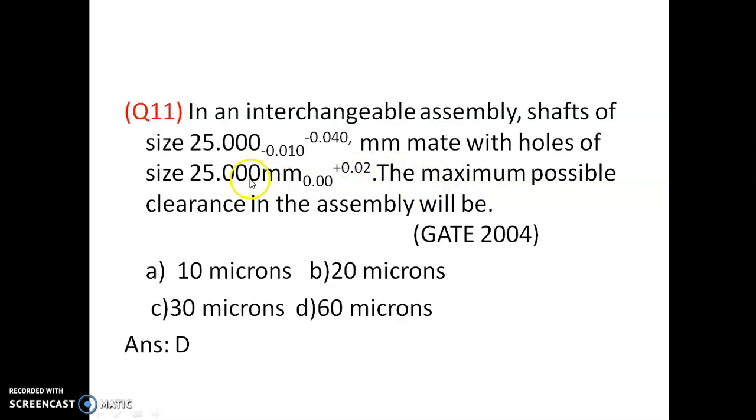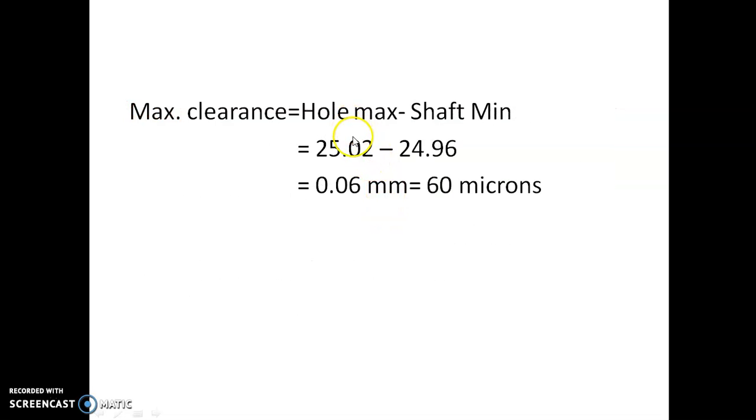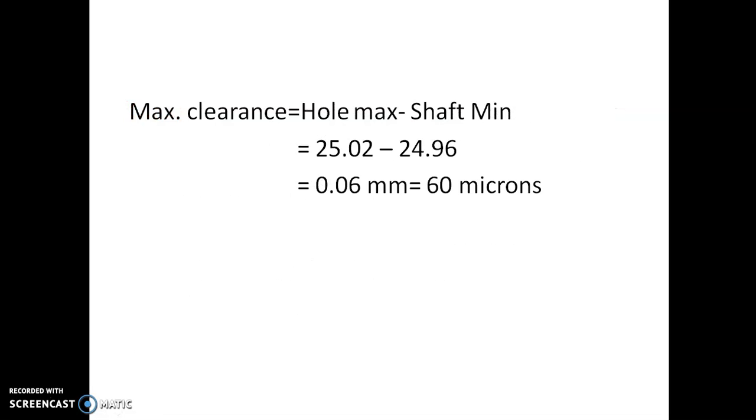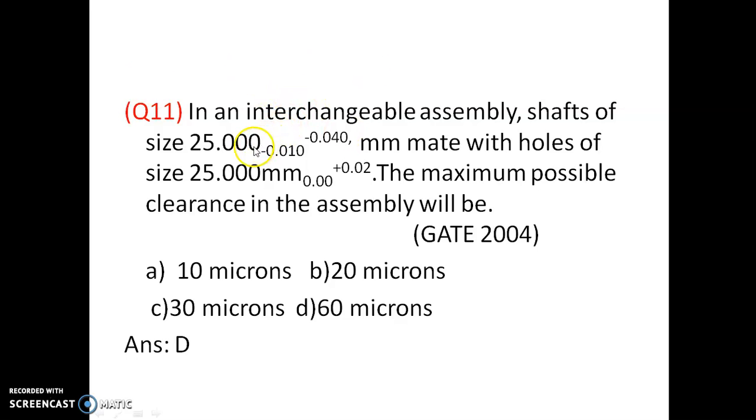In this case the maximum hole is 25.02, so 25.02 is the maximum hole minus the minimum shaft. The minimum shaft is 25 minus 0.040, which is 24.96 mm. The hole size is 25.02, but for the shaft, 25 minus 0.010 is 24.99, and 25 minus 0.040 is 24.96.